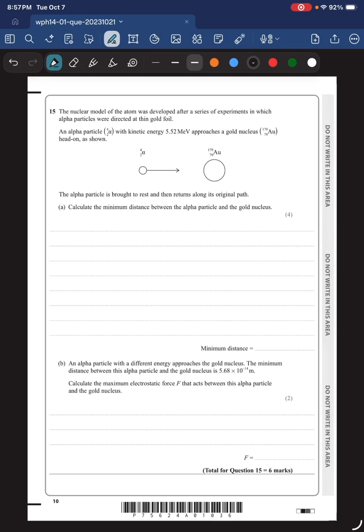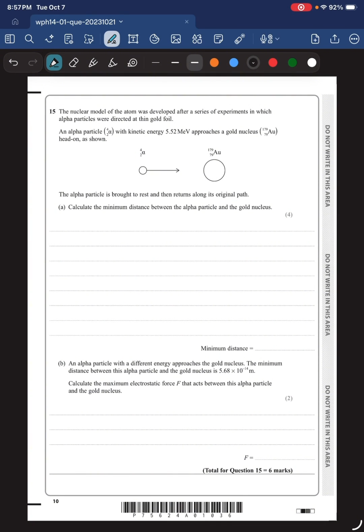The nuclear model of the atom was developed after a series of experiments in which alpha particles were directed at a thin gold foil. An alpha particle, which is pretty much a helium-4 nucleus, with kinetic energy 5.52 MeV approaches a gold nucleus head-on as shown, and we are given the mass number and the proton number for gold. The alpha particle is brought to rest and then returns along its original path. Calculate the minimum distance between the alpha particle and the gold nucleus.